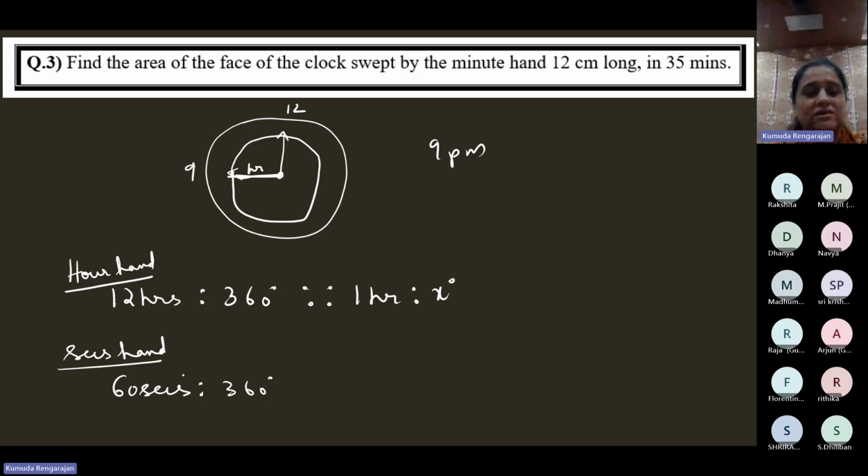The seconds hand just needs 60 seconds to go 360 degrees. Then in 6 seconds, how many degrees? X degrees. This is how you find the sector angle when it comes to a question based on a clock. Yeah, please make a note of this, children.